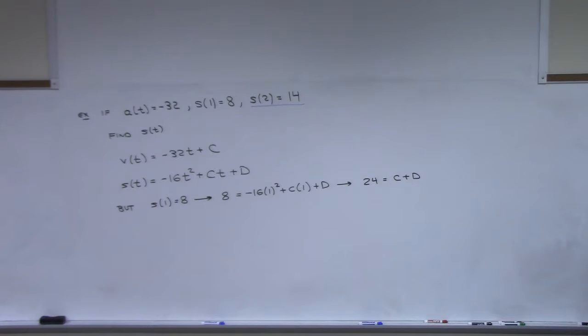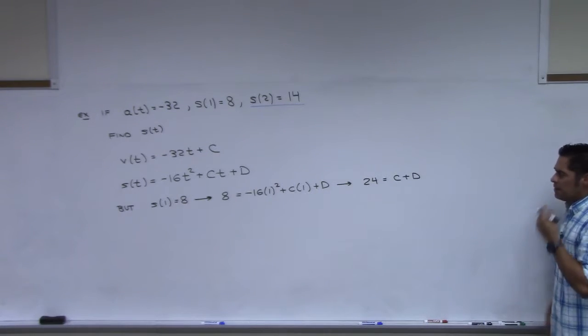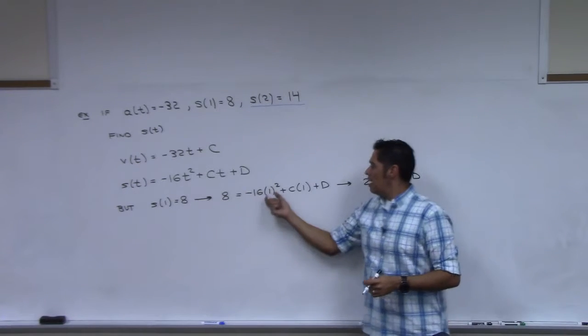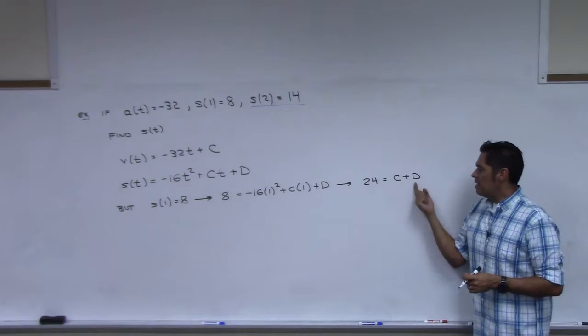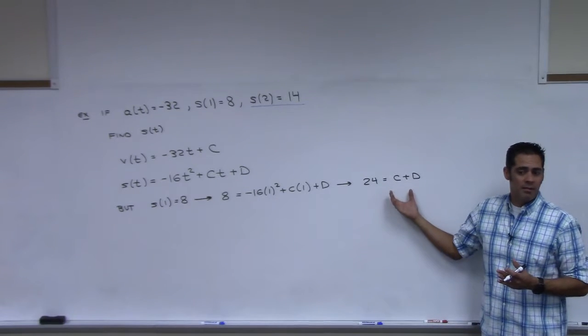What's going to wind up happening here? You're going to wind up with a system of equations. See, look, I have a result here from this first point. It gives me that, well, whatever c and d are, they need to add up to be 24. That's not enough for me to know what c and d are.